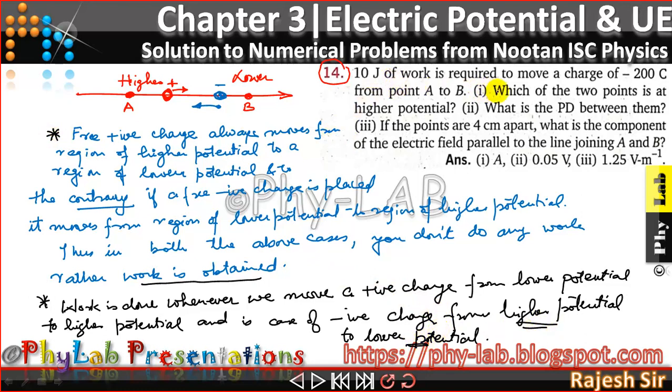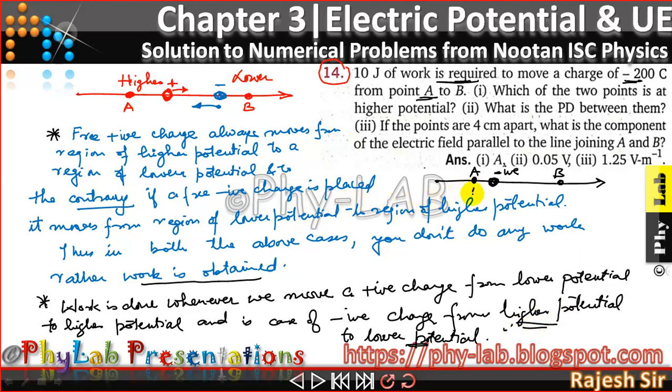Now if you look at this particular problem, they say that 10 joule of work is required. That means work is done in moving a negative charge from point A to point B. So now the question is, when is the work going to be done in moving a negative charge? The work will always be done in moving a negative charge from a region of higher potential to a region of lower potential. So if I take these 2 points, let me mark this point as A and this point as B. So work will be done whenever I move a negative charge from a region of higher potential.